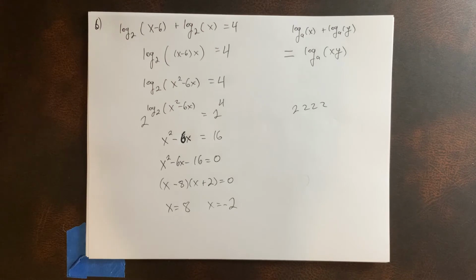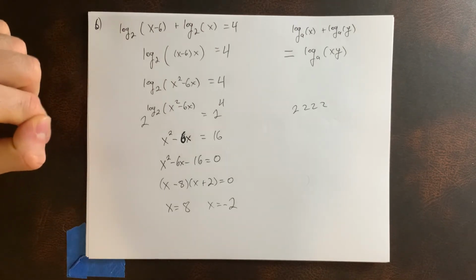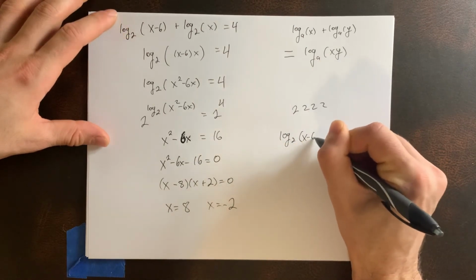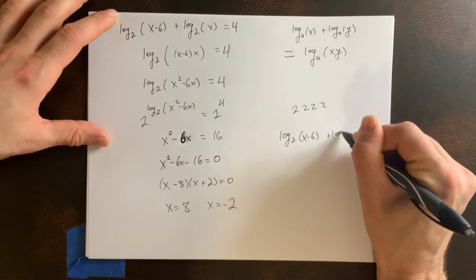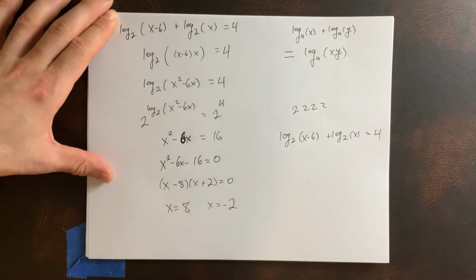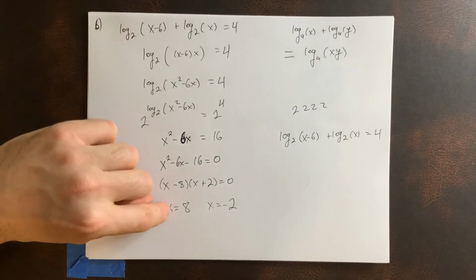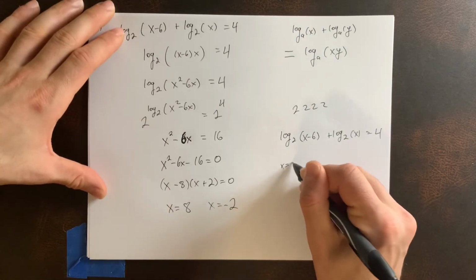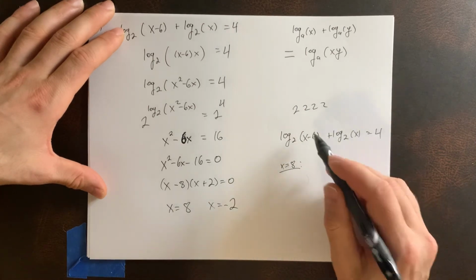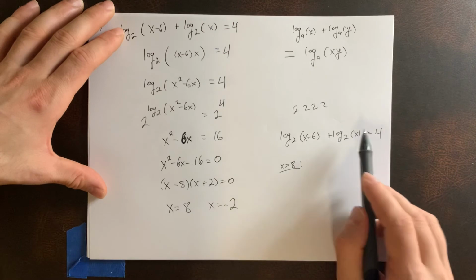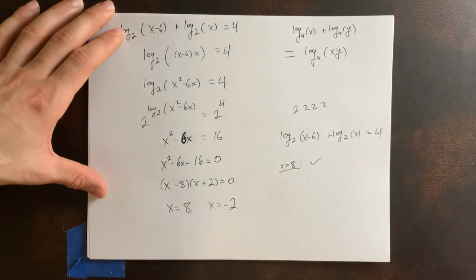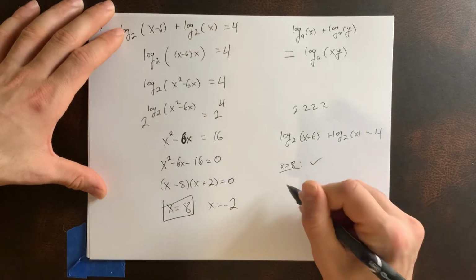So like before, we said we need to plug these answers in to make sure the insides of our log are going to be positive. So here's our original problem: log base 2 of (x - 6) plus log base 2 of x is equal to 4. If we plug in 8, on the inside of this log we're going to get a 2, so that's positive, so that's okay. And if we plug in 8 on this one, we'll just get an 8 on the inside, which is positive. So this 8 is going to work, so we can accept that one as an answer.